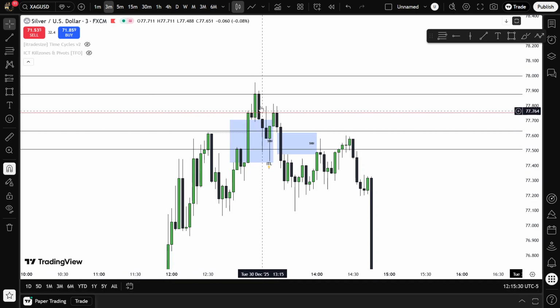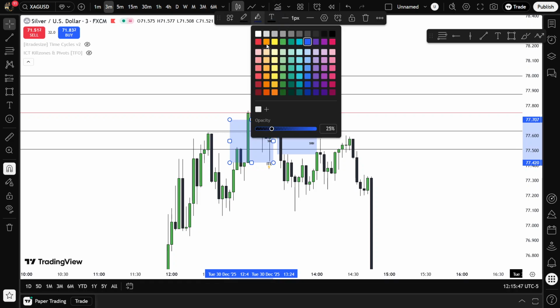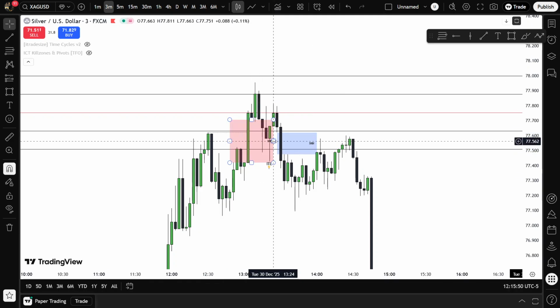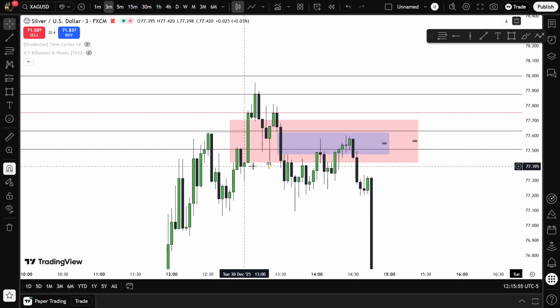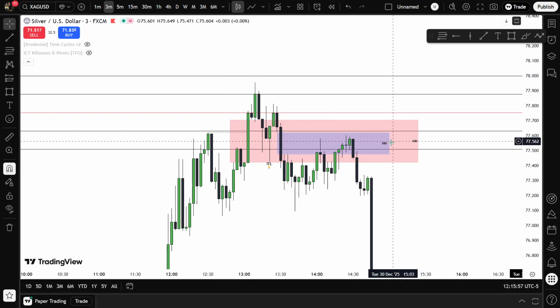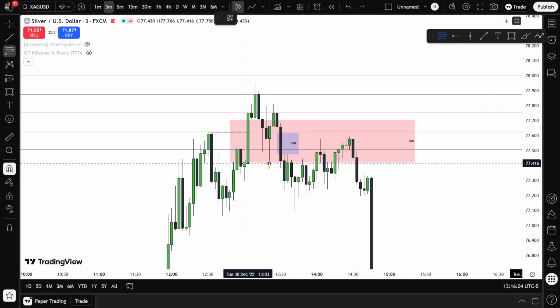You can see once the price was below the consequent encroachment of the 1 hour fair value gap, it stopped dead right here. Right, and then it went down, boom. So this imbalance became an inverse fair value gap, so I colored that red. Alright, so this is the buy side imbalance, this is the sell side imbalance. So this is the real market structure shift, guys. This is the real market structure shift.